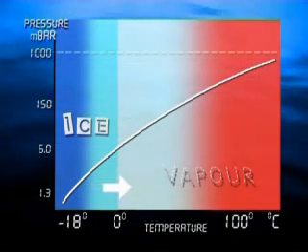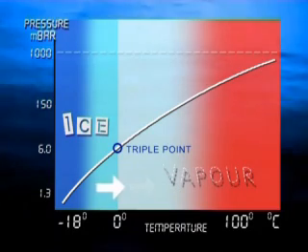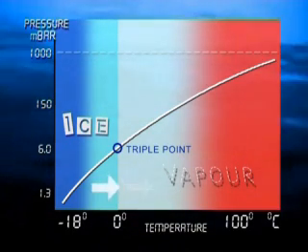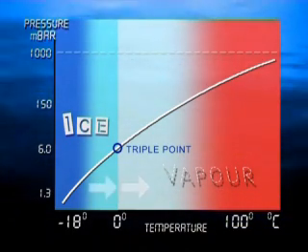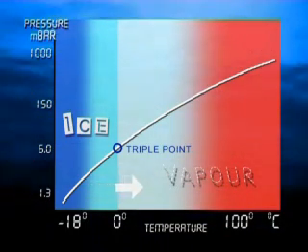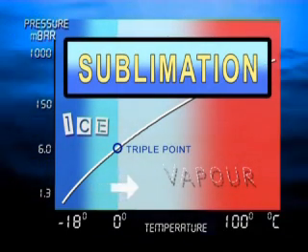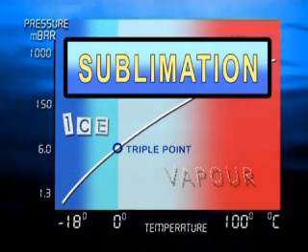The point where this first happens is known as the triple point. So, as long as we keep the pressure and temperature below the triple point, water can be extracted from frozen product as vapor only. This process is known as sublimation and is the key to successful freeze drying.